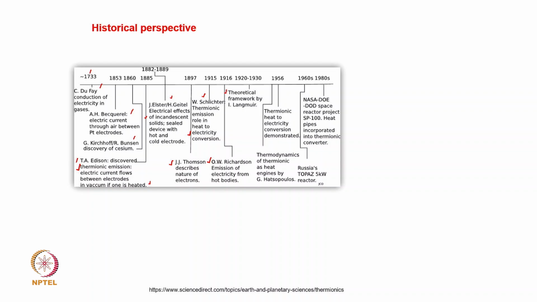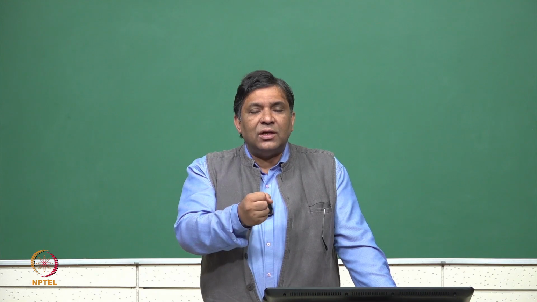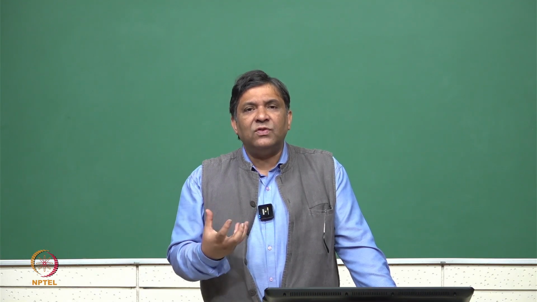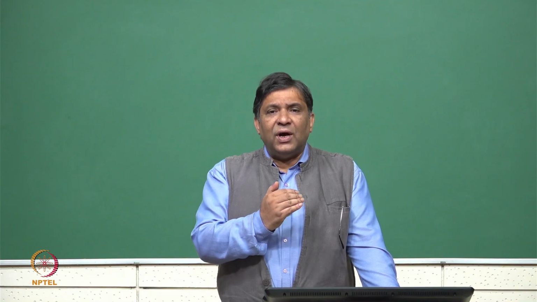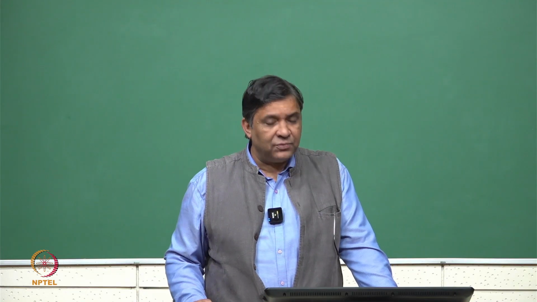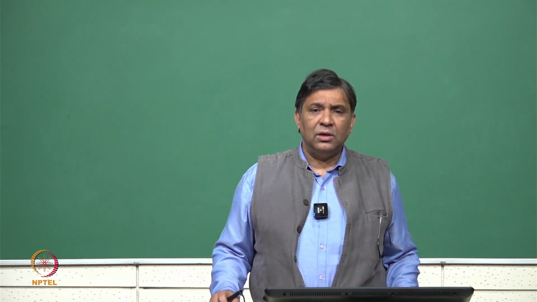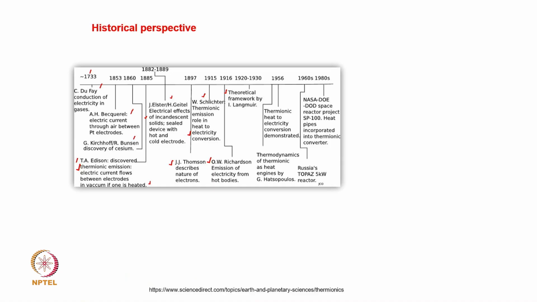Okay. And there is some theoretical work which was done by Langmuir also, because when the electrons are generated and flowing from one electrode to another electrode, sometimes the electrons are captured in the space itself, generating some space charge and hindering the further flow of electrons, which is known as the space charge effect. So, Langmuir did theoretical work on this space charge effect, and in 1956 the thermionic heat to electricity conversion was demonstrated.